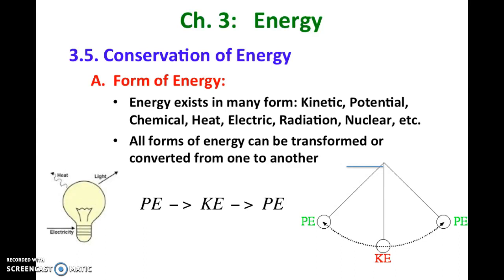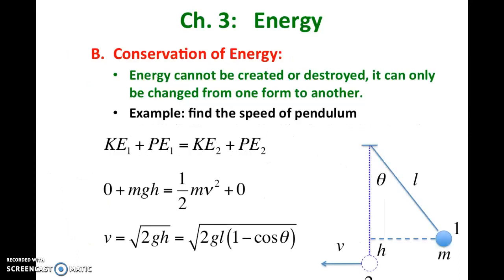A lighting bulb converts electric energy into heat and radiation. Light is a radiation. The transformation of energy does not destroy or create energy. Energy is conserved. The law of conservation of energy can be stated as energy cannot be created or destroyed. It can only be changed from one form to another.